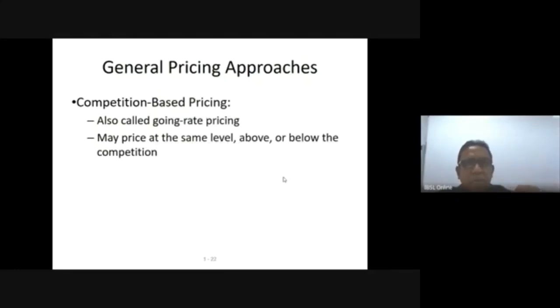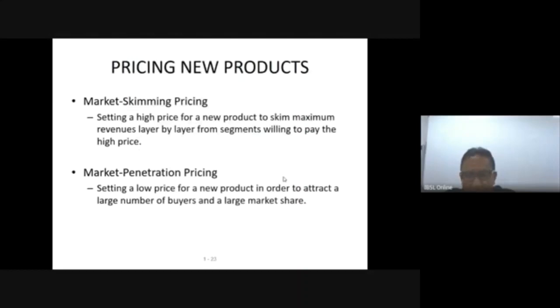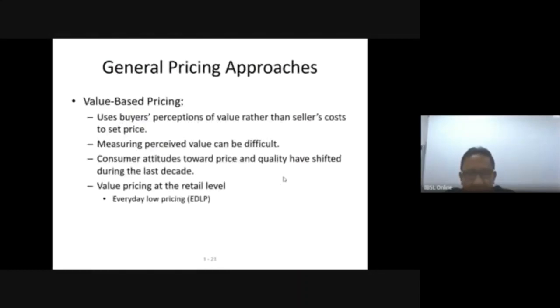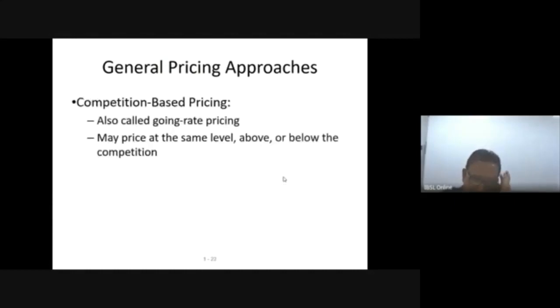The third approach is competition based pricing, also called going rate pricing. You may price at the same level, above or below the competition. So you go by competitors' prices; you don't look at value terms or cost terms. These are the three approaches that you can take: cost based, value based, and competition based. Three approaches to pricing.